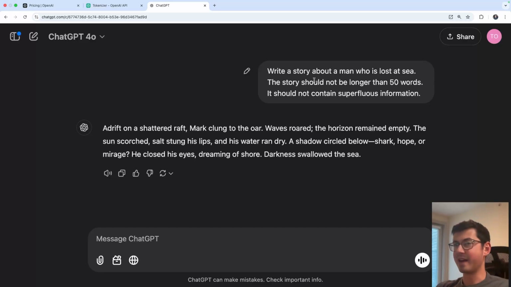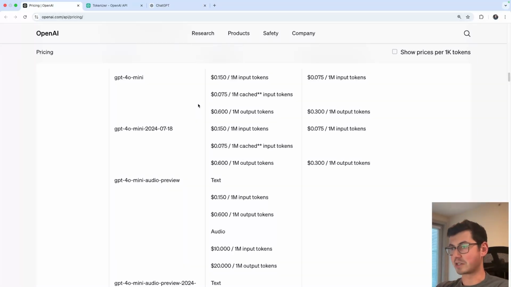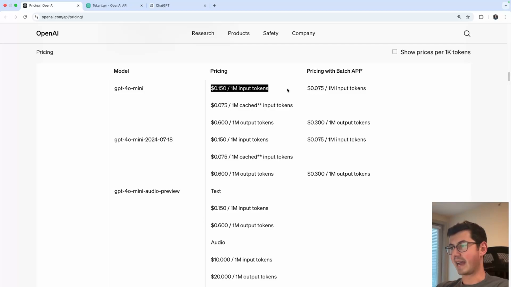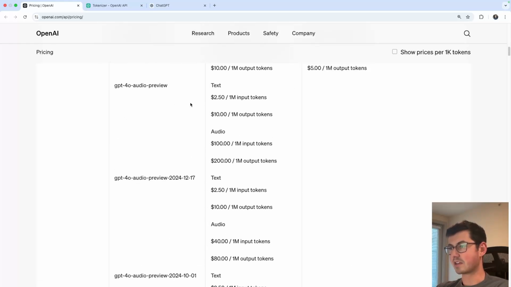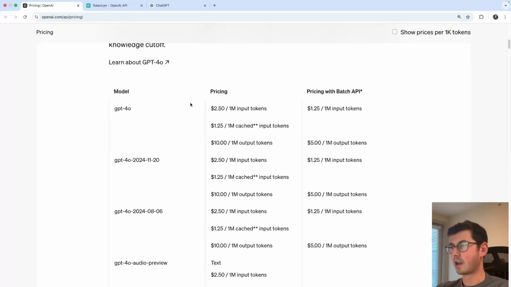And what I mean by that is if we go over to the API pricing, we see that we're charged for GPT-4o mini 15 cents per million input tokens and 60 cents per million output tokens. And GPT-4o mini's smarter, slower, and more expensive cousin, GPT-4o, is $2.50 per million input tokens and $10 per million output tokens.